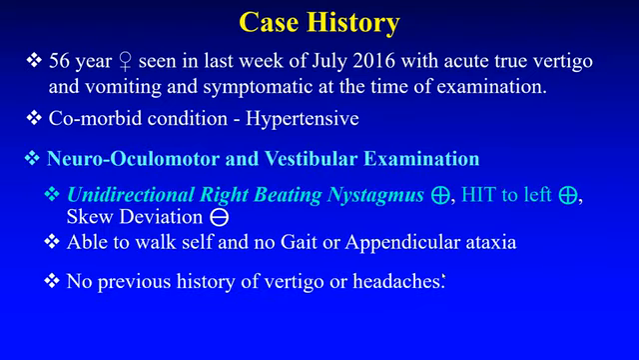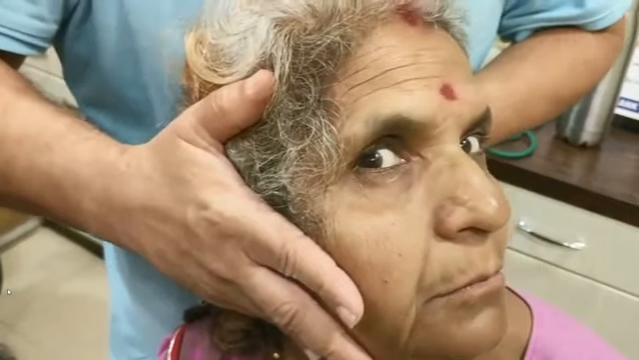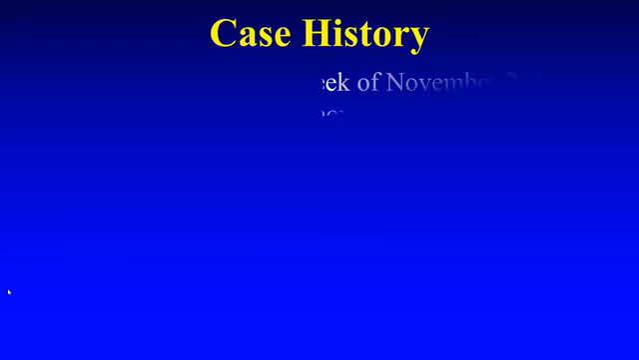coming to the head impulse test, which I carried out at 2 speeds. You can see a right beating nystagmus, and the head impulse test is positive to the left. Clip speed was reduced to 50%. And you can clearly see acute unilateral vestibulopathy left was the diagnosis.